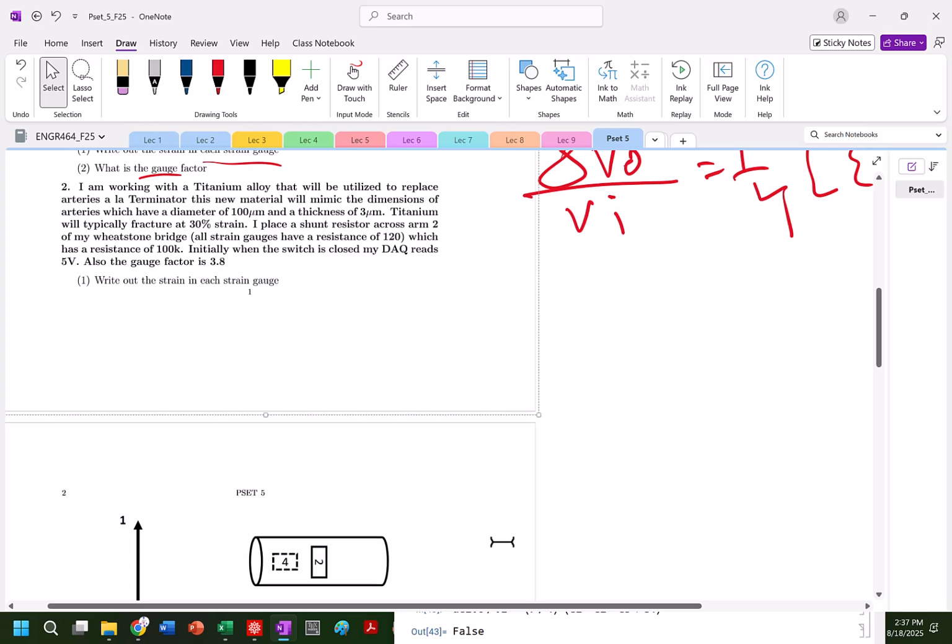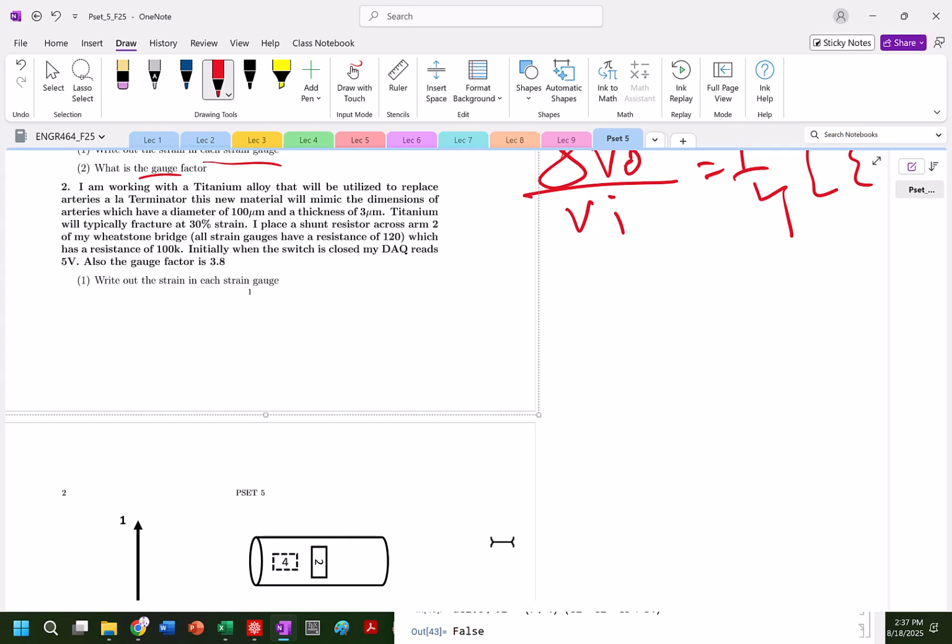I always forgot. I knew that was one of those. Okay, I'm working with titanium alloy. Diameter this, thickness this. Typically a fraction of 30% strain. All strain gauges have resistance of 120 ohms. The shunt resistor is 100k ohms. Initially, when the switch is closed, my DAC reads 5 volts, and the gauge factor is 3.8.